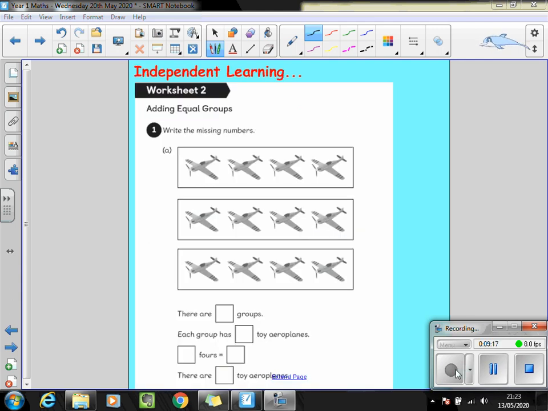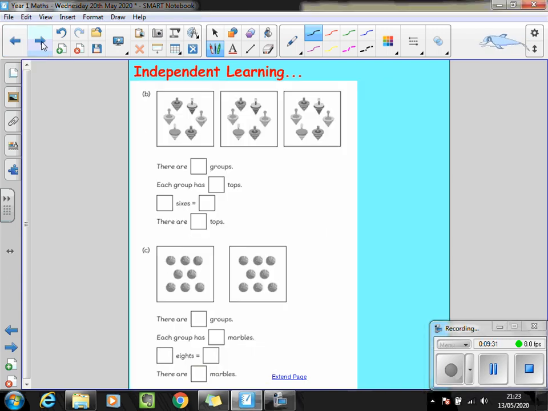And now for your independent learning. You have to write the missing numbers. Look carefully at the pictures, how those aeroplanes are grouped, and get an adult to help you read the writing if you're finding it a little bit tricky. Exactly the same for the second sheet, question B and C. Look carefully at how the spinning tops are grouped, and look carefully at how the balls are grouped.